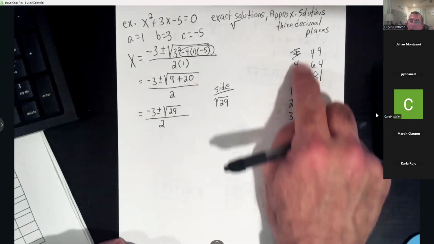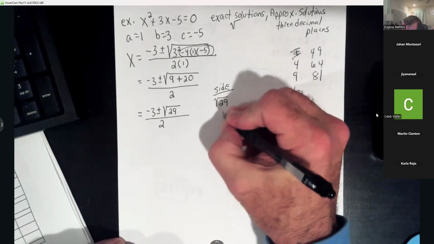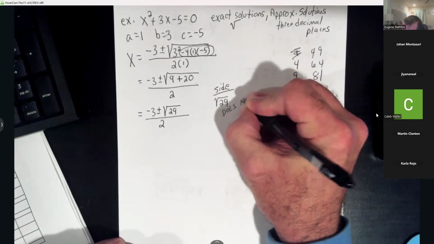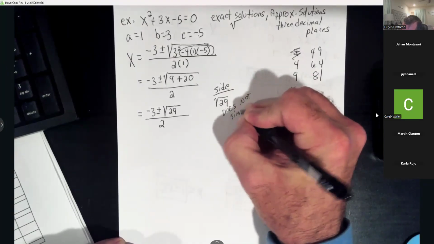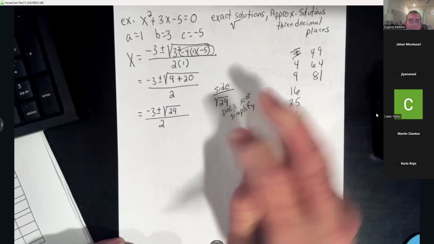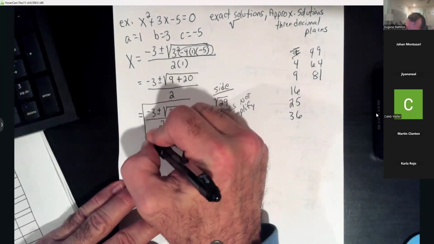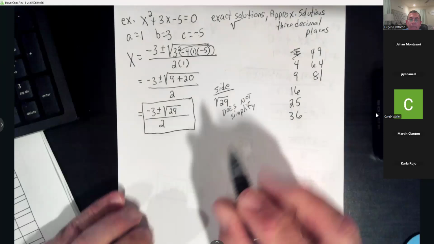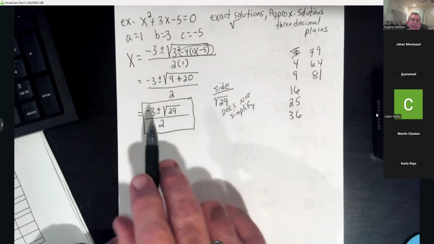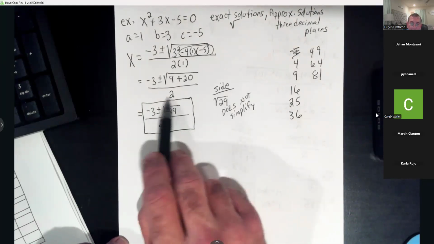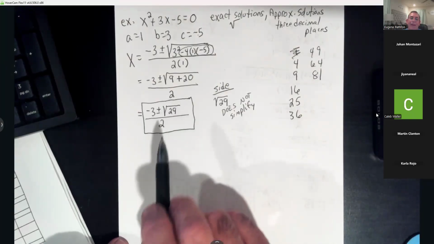No. So since none of these numbers are factors, this does not simplify. So y'all, since that does not simplify, this is my final answer. And if you use the plus or minus, that's both answers in one, okay?